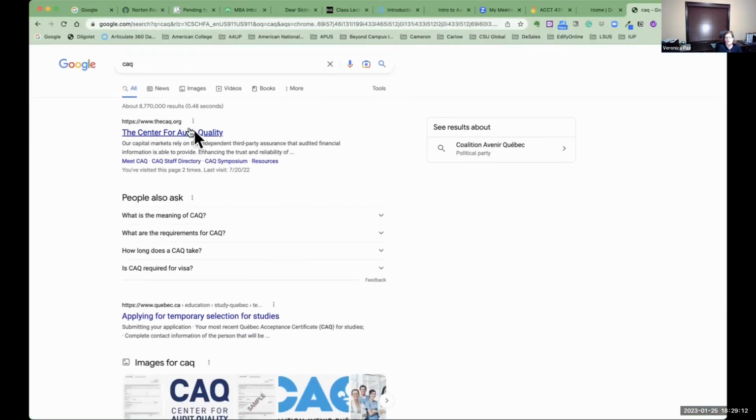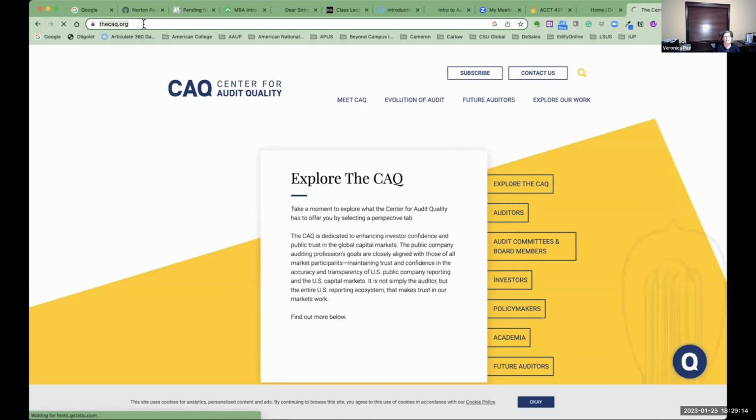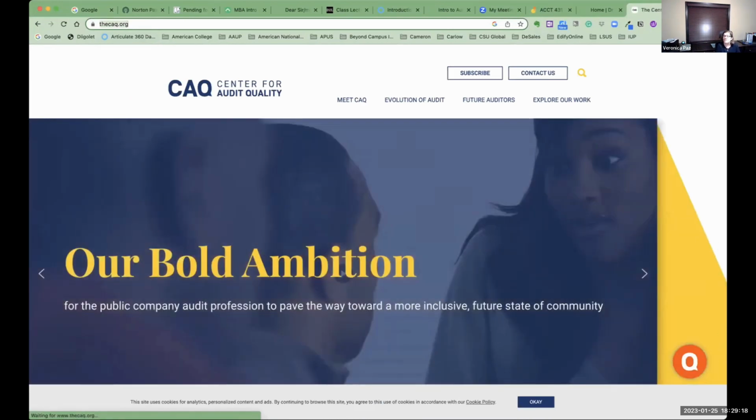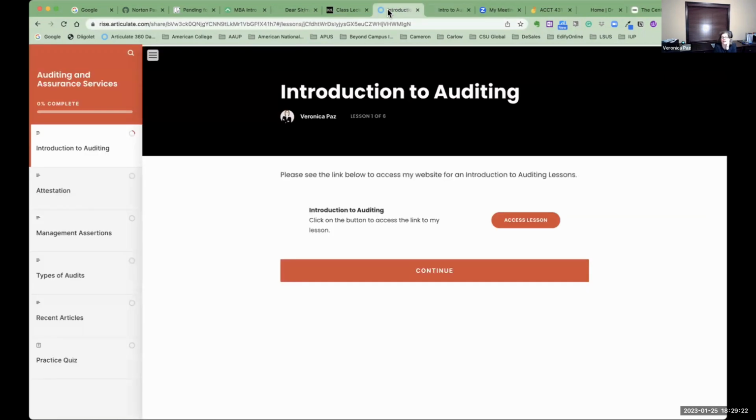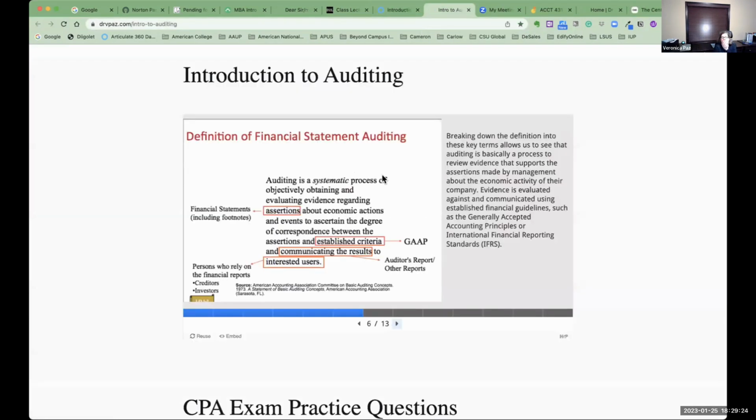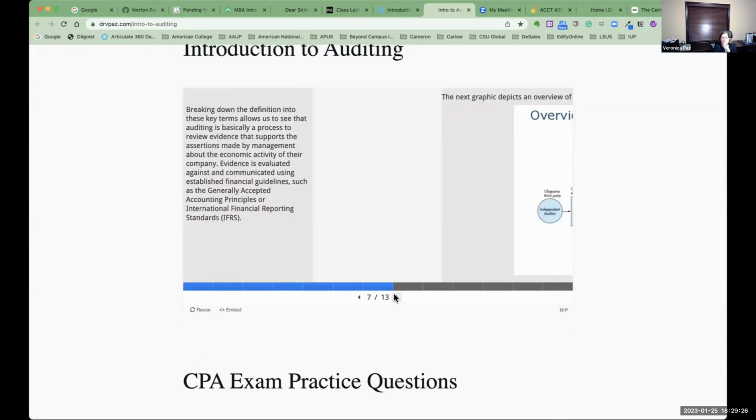And so the Center for Audit Quality is another area. Let me put that in the chat for you all, just so you have all the resources that you need. And so you're going to have to know that for your exam, but we'll talk about that more.